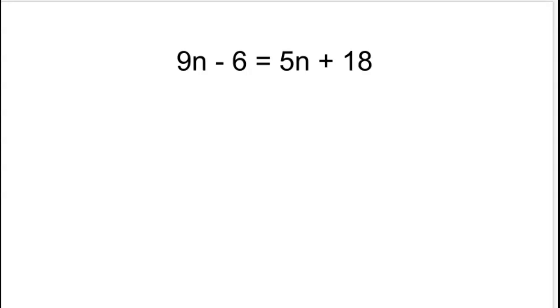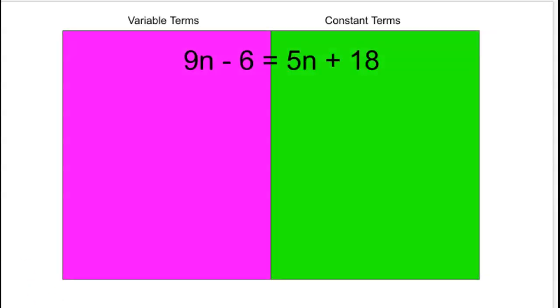So we have 9n minus 6 equals 5n plus 18. So we again have variables and constants on both sides, so we need to collect those on either side. So I'm going to go ahead and color coordinate it. And first I'm going to draw my wall.